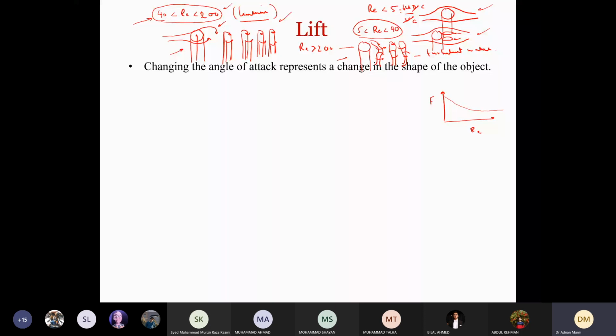ठीक है। और इसी तरह एरोफॉइल के केस में भी है कि जब वी इंक्रीज द एंगल ऑफ अटैक, ultimately we will have stall. When we have stall, the flow will be separated, and that when the flow separates, that will decrease the lift force and consequently increase the drag force. Okay.